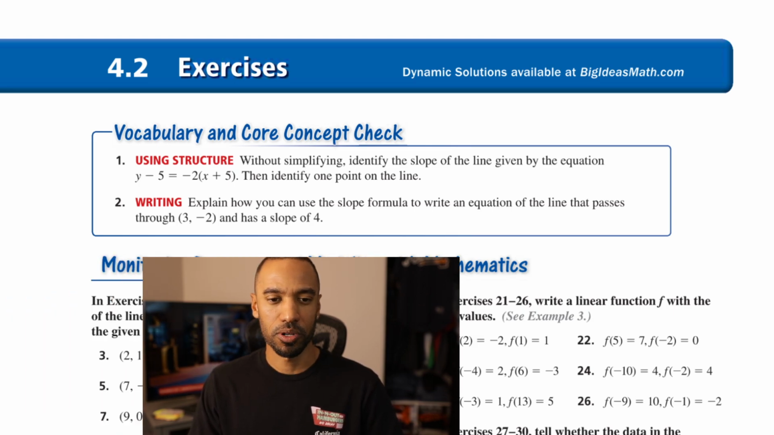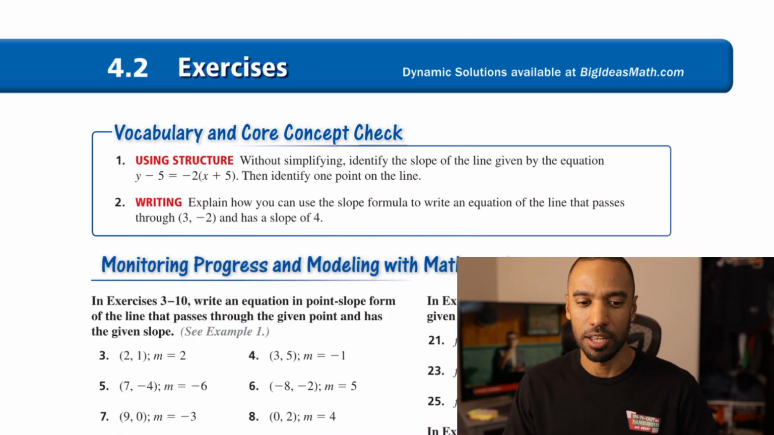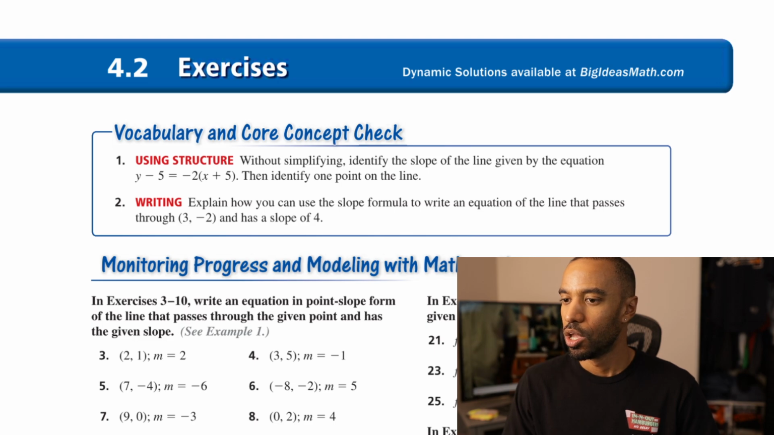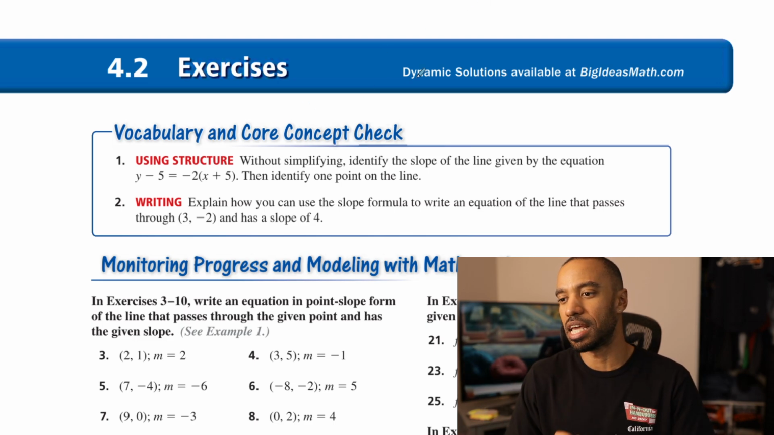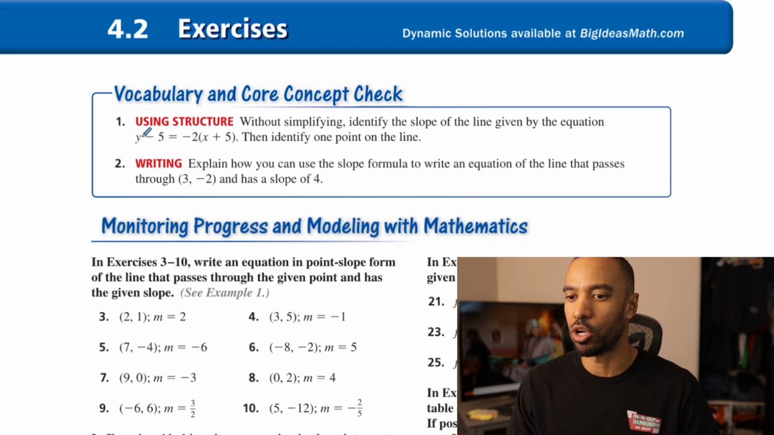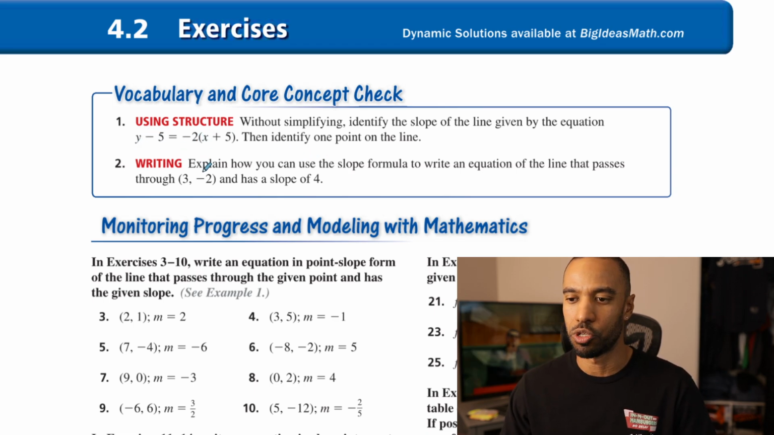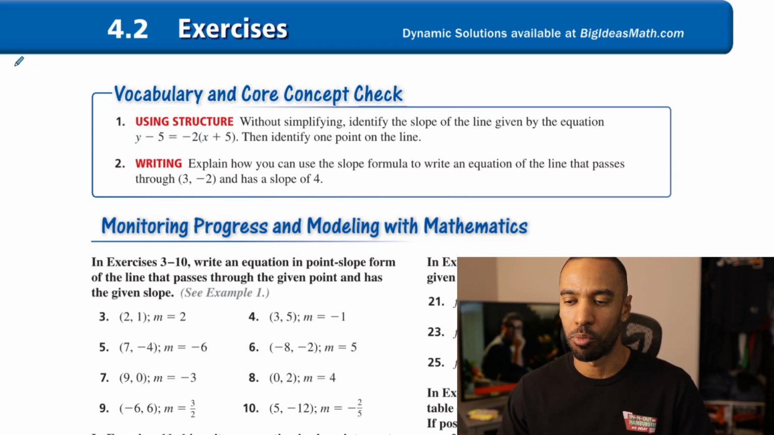All right, there's the lecture portion. Let's go to the vocabulary and core concept check, and then we'll get the problem set. Without simplifying, number 1, identify the slope of the line given by the equation y minus 5 equals negative 2 times x plus 5. Then identify one point on the line.